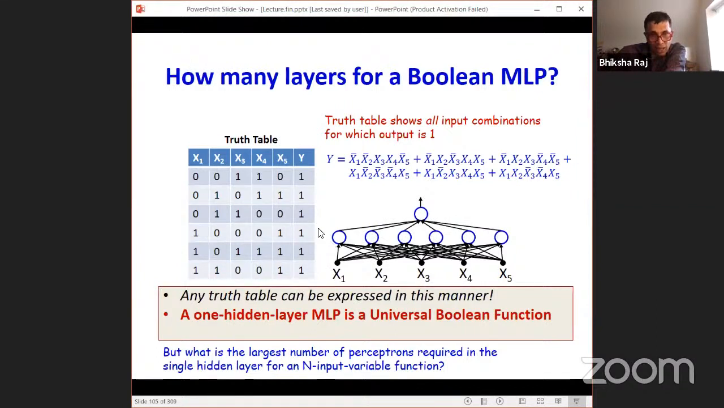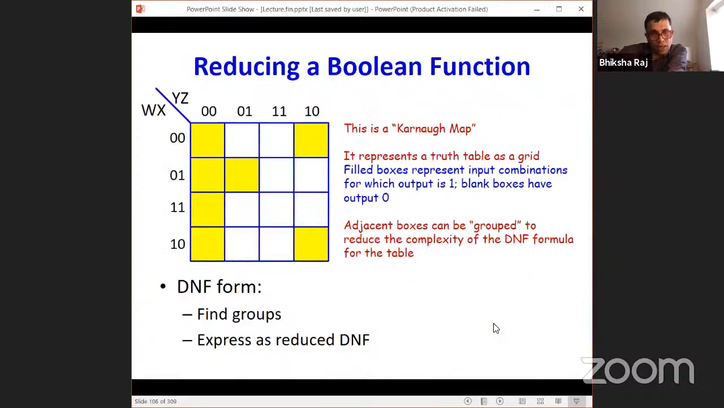But then, if I want to compose my Boolean function using just one hidden layer, then what is the largest number of perceptrons required in this hidden layer, in the worst case, for an n input variable function? For that, let's look at the truth table in a slightly different way.